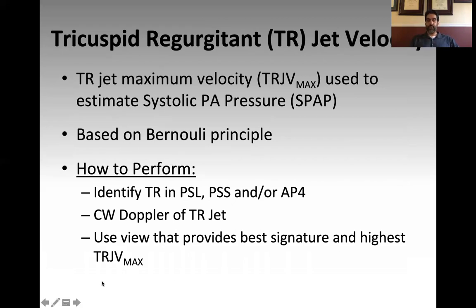Okay. So you find your color jet, and you're going to use continuous wave Doppler, because here we're interested in maximum or peak velocities. Remember, if we're interested in peak or maximum velocities, you use continuous wave Doppler. So we identify the TR with color, then put continuous wave Doppler down that color jet.